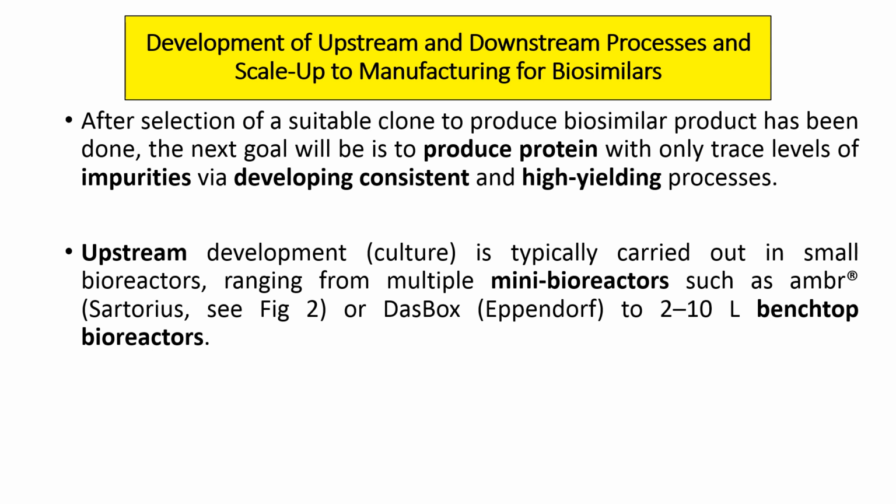So after selection, as I said, of the suitable clone to produce the biosimilar product, the next goal and the next step is to produce the protein with only trace levels of impurities via developing consistent and high-yielding processes, because impurities are undesirable. We want the biosimilars to be as close as possible to the reference product.